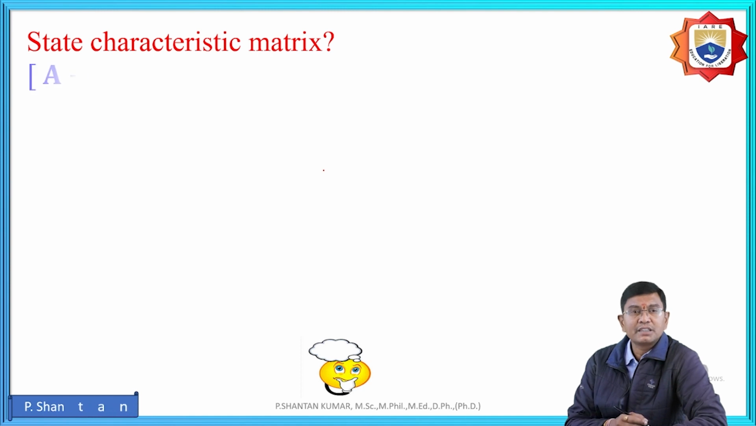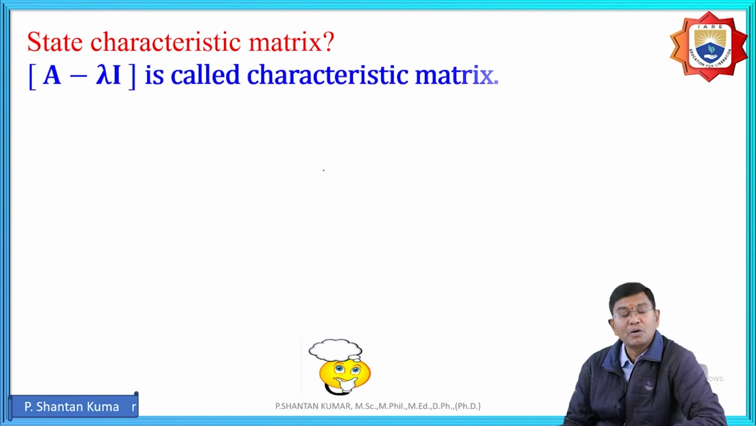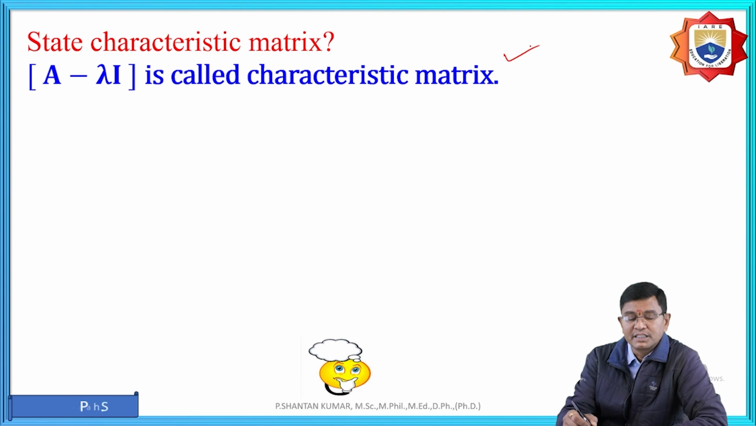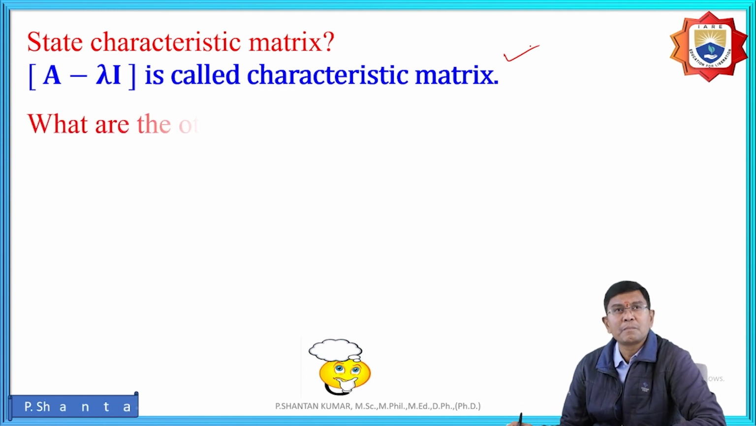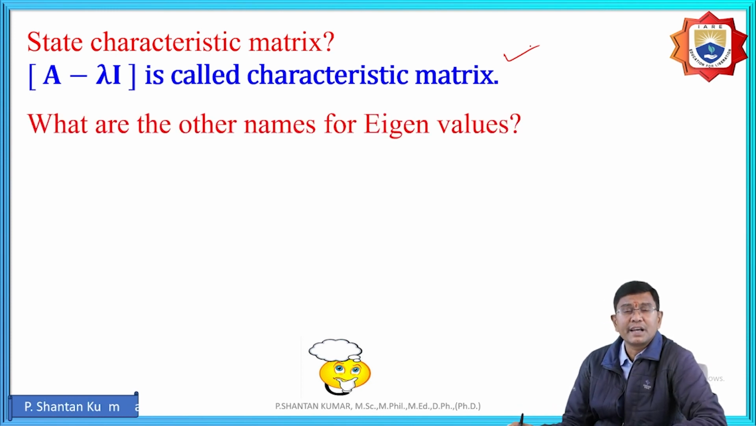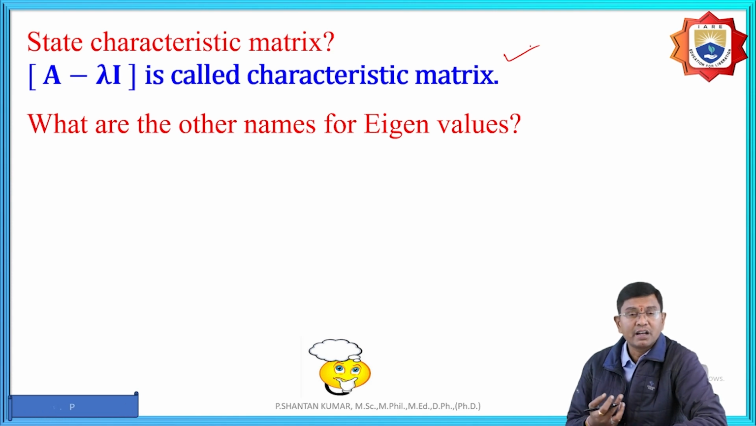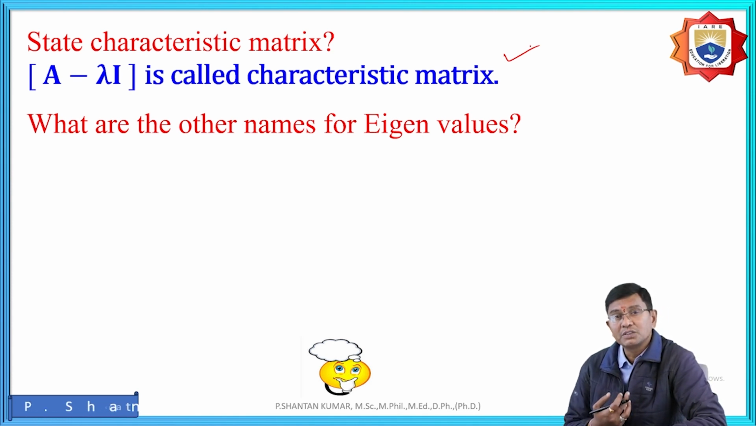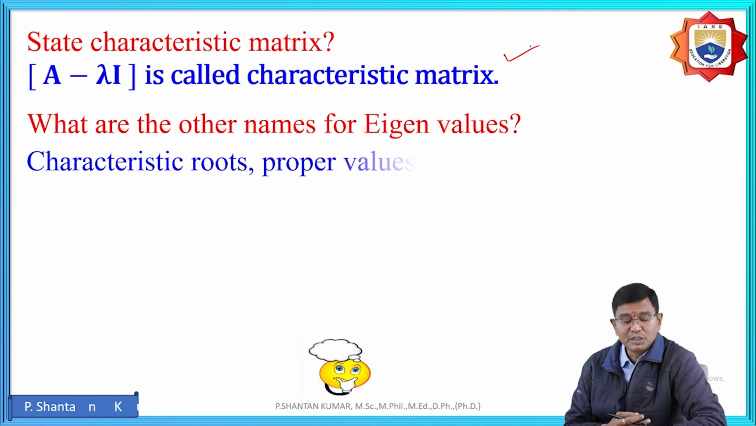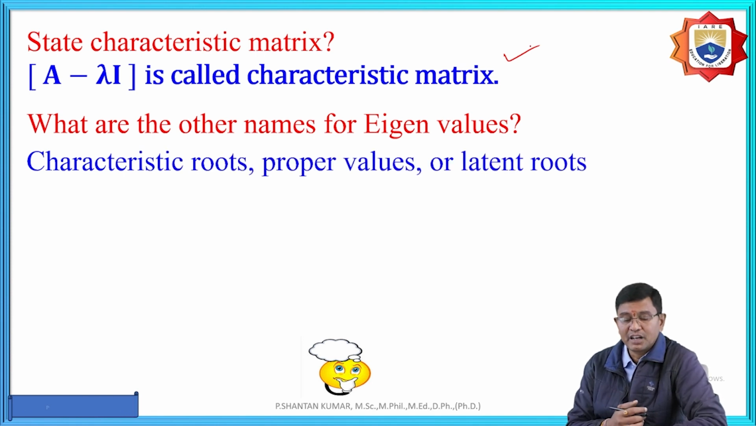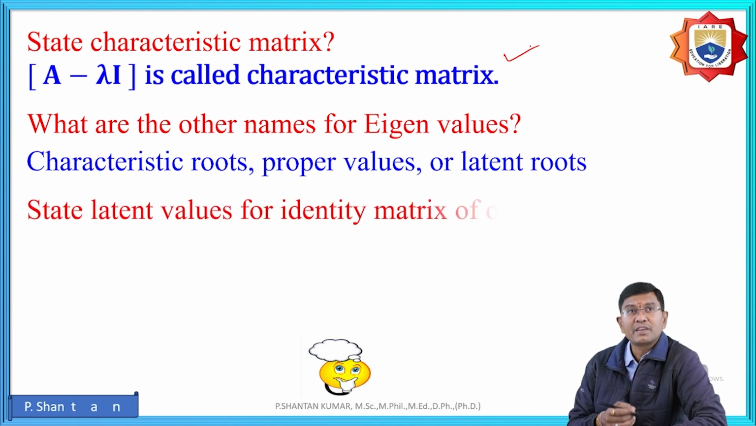State the characteristic matrix. The determinant of A minus lambda I is called the characteristic matrix. What are the other names for the eigenvalues? Eigenvalues are also called proper values, latent values, characteristic values, characteristic roots or latent roots.